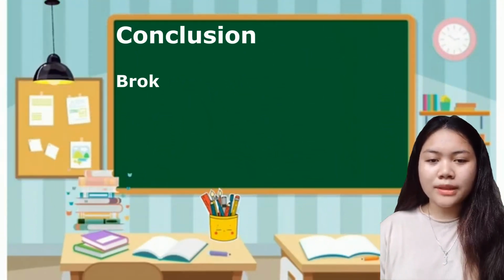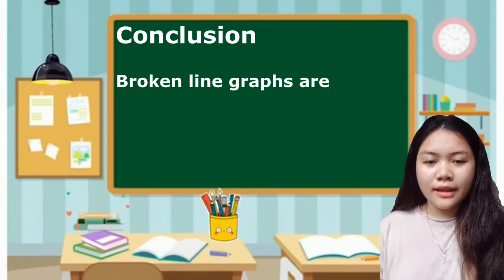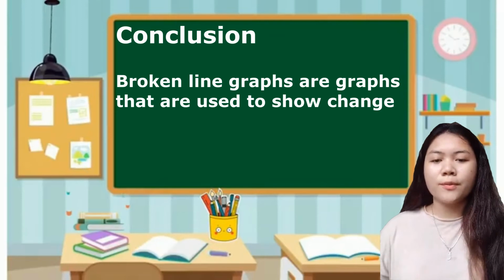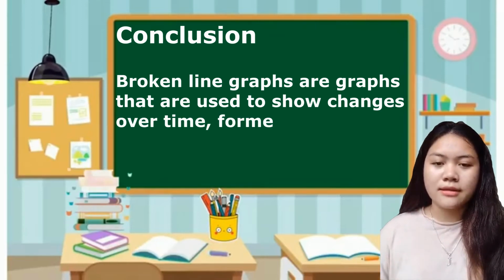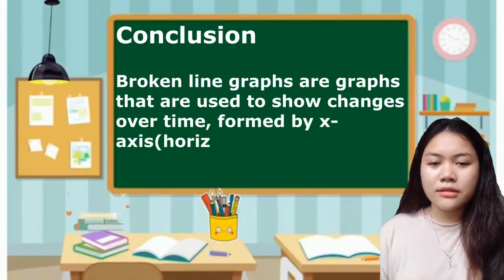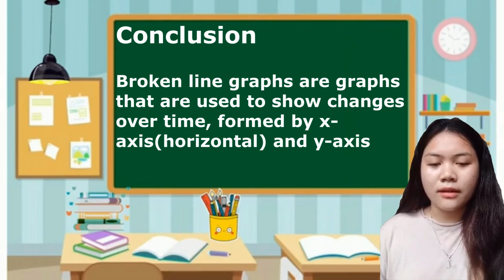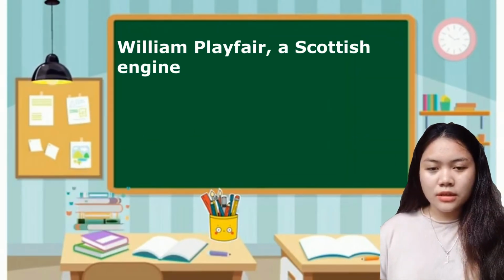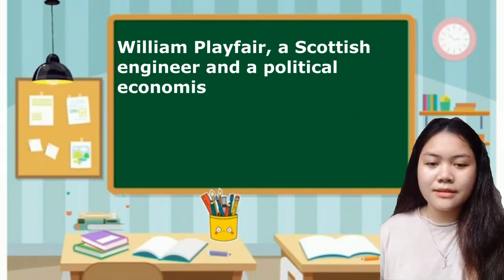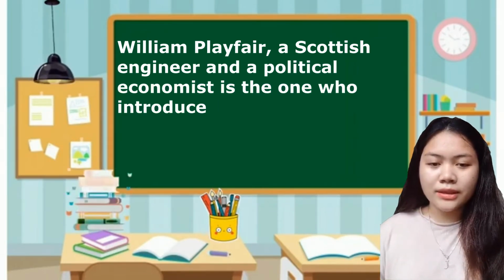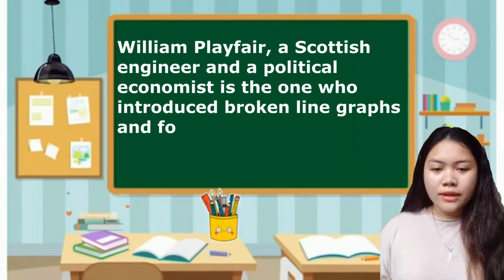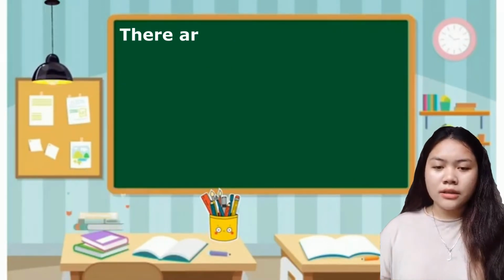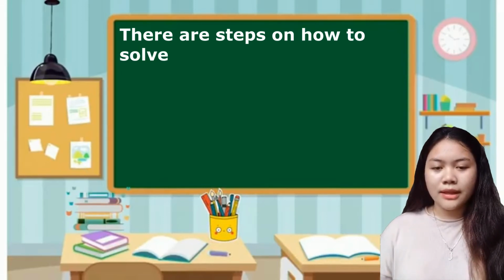Conclusion about broken line graphs. Broken line graphs are graphs that are used to show changes over time, formed by the x-axis and y-axis. The x-axis is the horizontal and the y-axis is the vertical. William Playfair, a Scottish engineer and political economist, is the one who introduced broken line graphs and founded the graphical methods of statistics. There are steps on how to solve broken line graphs.